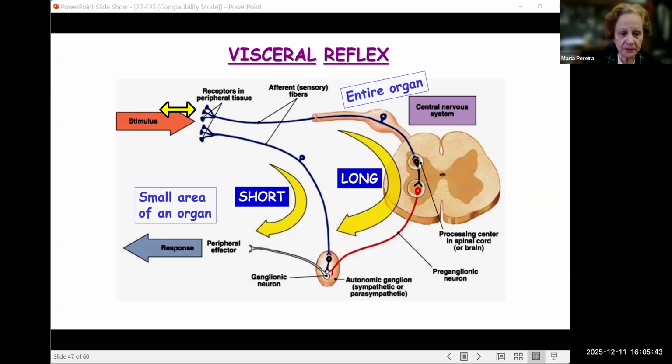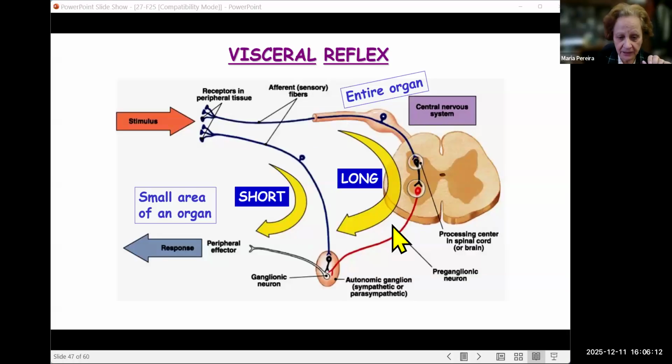The action potentials go from the periphery to the spinal cord and right out to the effectors. No input from the brain, from higher centers. So a similar type of reflex happens in relation to the organs, to the viscera. These are visceral reflexes. And there are 2 different types. One is long, one is short.